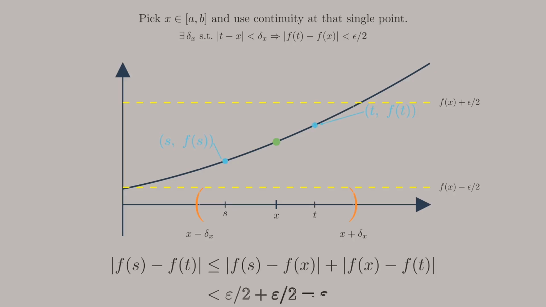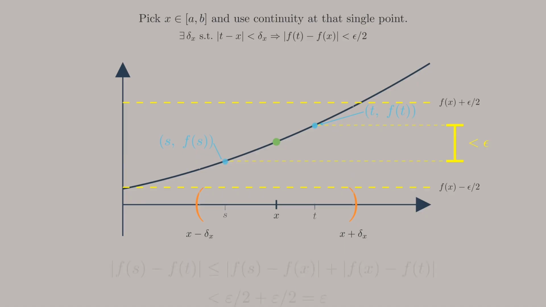Since each of their y values are within epsilon over 2 of f of x, that means that their y values must be within epsilon of each other. So that's an important fact to remember. Now let's shrink that interval so that instead of having a radius of delta sub x, it only has a radius of delta sub x over 2.